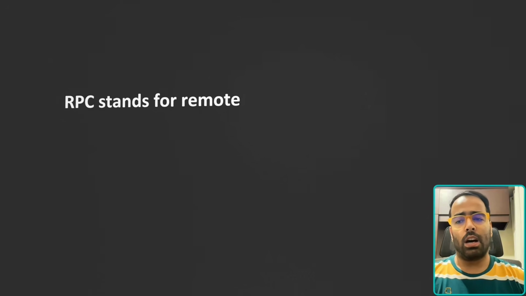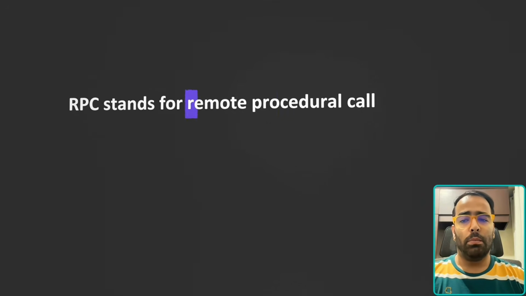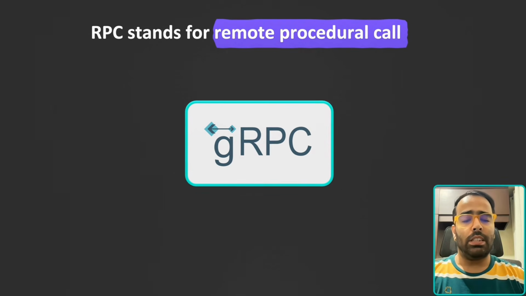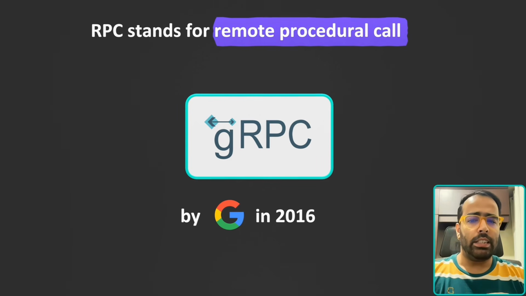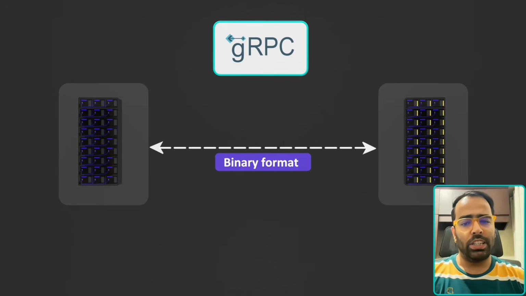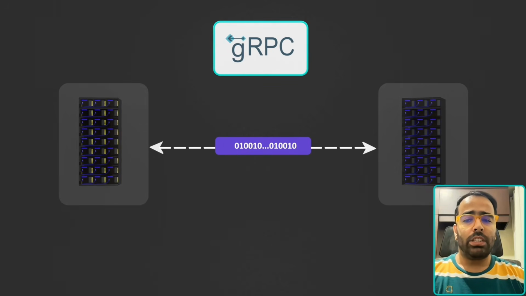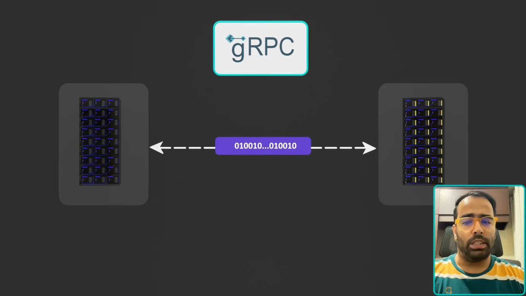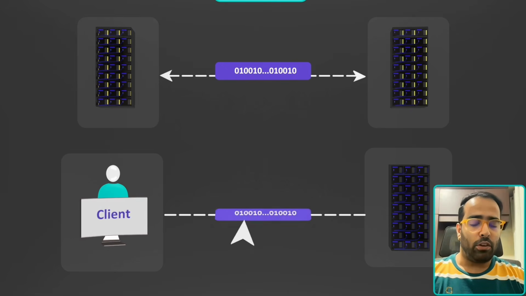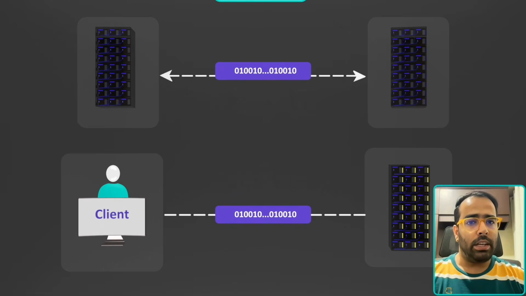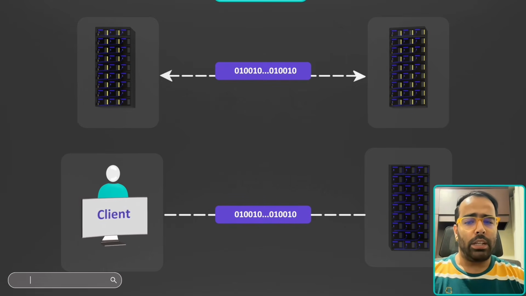So the third one is RPC. RPC stands for remote procedure call. gRPC is basically a framework by Google, which was launched in 2016, and it is mainly used for server to server communication. At a high level, the client application can directly call methods on the server application as if it was a local object. Client and server communicate via HTTP2 using a binary format, so it's very efficient, and that's why it's very fast. But binary format is not as readable as JSON format.